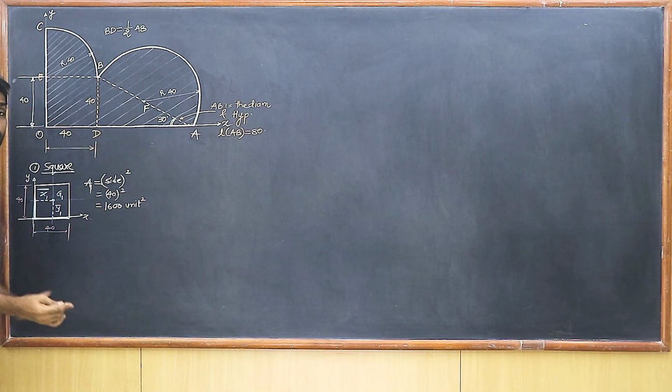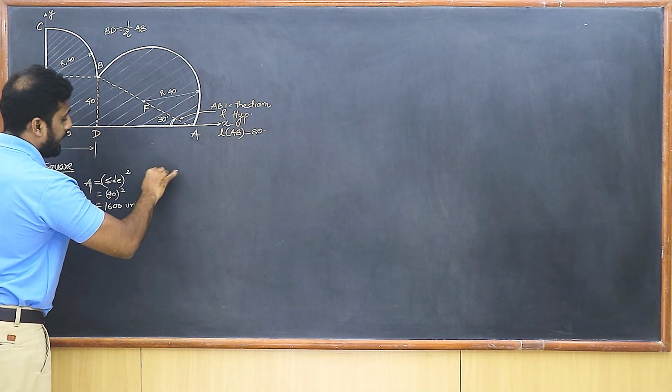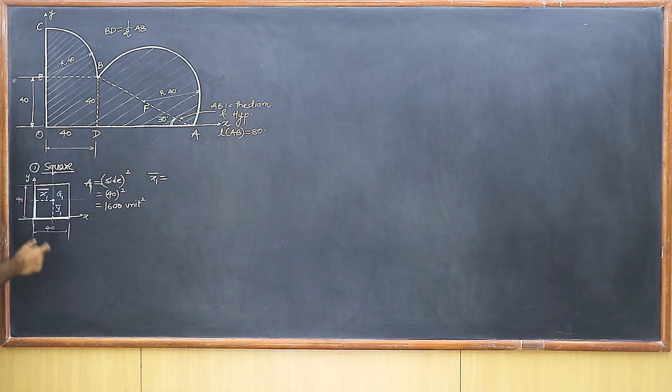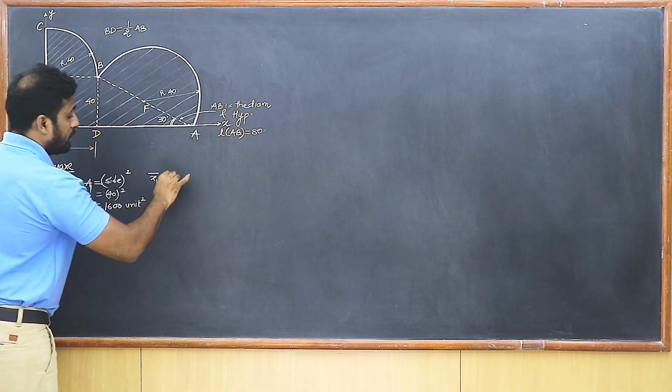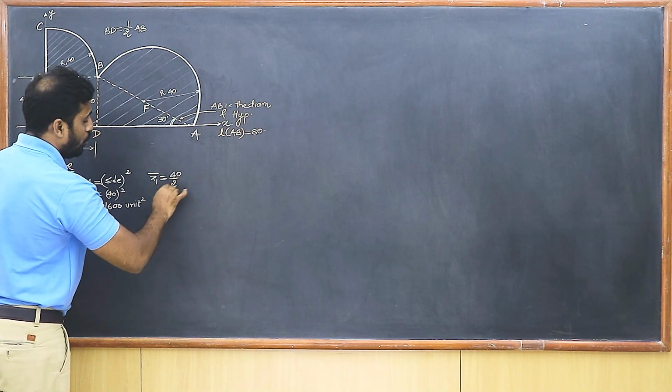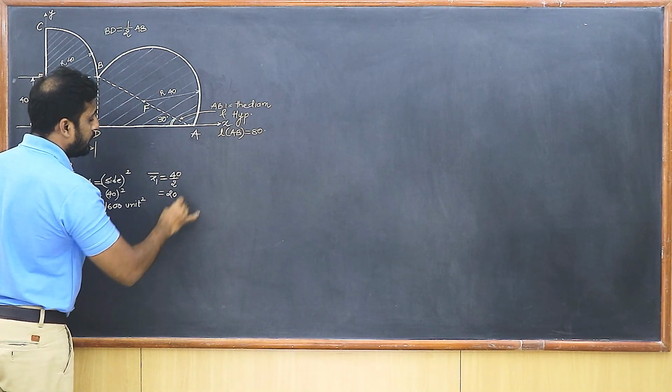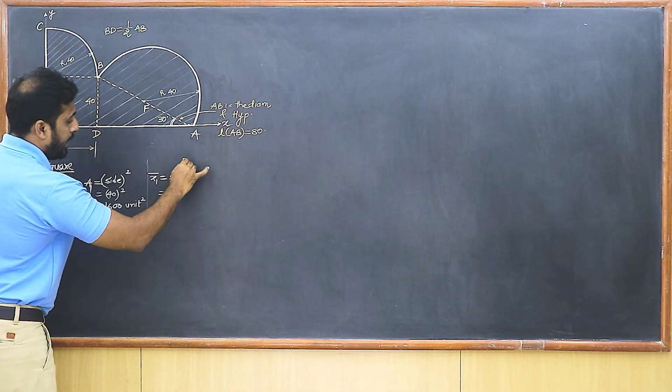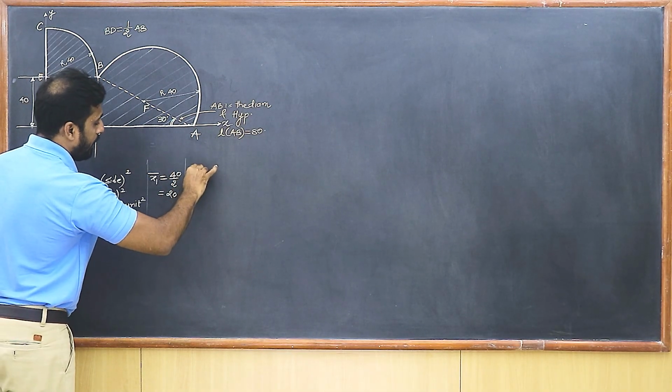No units are given to us, so I'm going to take it as unit square. So that was A1. Let's get x1 bar also very quickly. It is very simple. It is going to be half of 40. So that's 40 upon 2, or I write 20 units. That's x1 bar, and let's get y1 bar also very quickly.